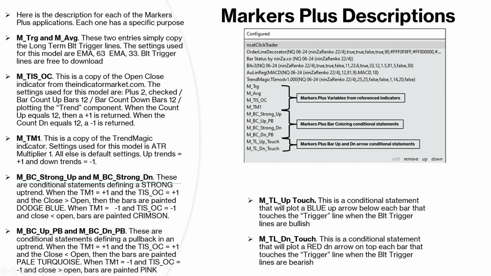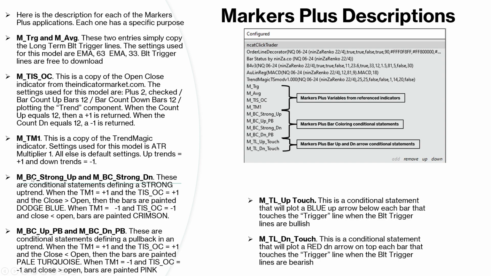All right, the M_TM1, this is just a trend magic indicator, and the settings for this are the ATR multiplier is 1. It's default. Everything else is default. So uptrends return a +1, downtrends return a -1. That's how I'm grabbing this stuff. And again, these indicators we just covered all are in this category here where I create variables, and I'll reference those variables down in these conditional statements.